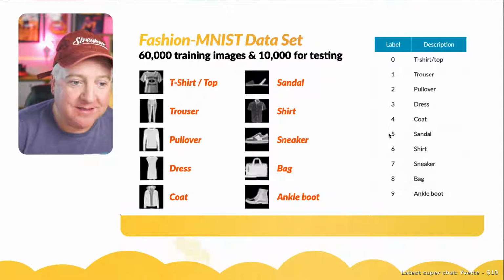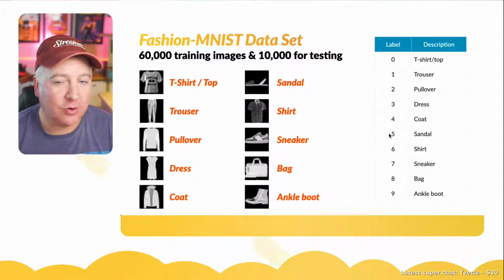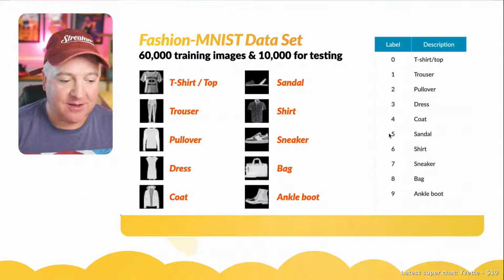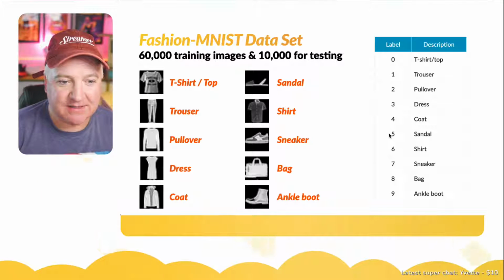So this data set here is the hello world of AI. This is the Fashion-MNIST Dataset, and there are 60,000 images for training and 10,000 for testing.